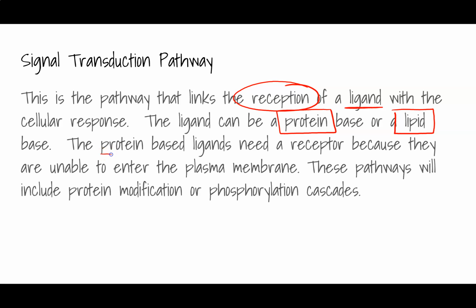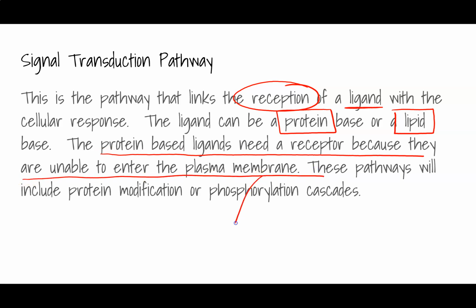The protein-based ligands need a receptor because they are unable to enter the plasma membrane. This may be because they are polar. And we know that polar things do not enter the cell. Now, these pathways may include some protein modifications and some phosphorylations, which we will see. Now, a lipid, which we'll see coming up in a little bit, can get right through the cell membrane.